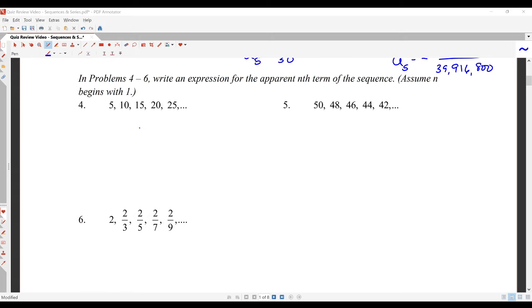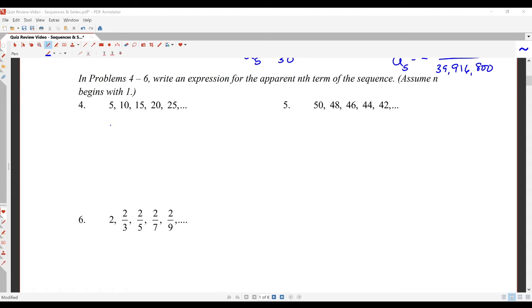All right, let's continue with numbers 4 through 6. Write an expression for the apparent nth term of the sequence. Assume n begins with 1. Now again, if we go back to the very beginning of sequences and series, we had absolutely no guidance at all on these. Now that we've studied arithmetic sequences and geometric sequences, numbers 4 and 5 can be done using those strategies. So it doesn't bother me which way you choose to do it.